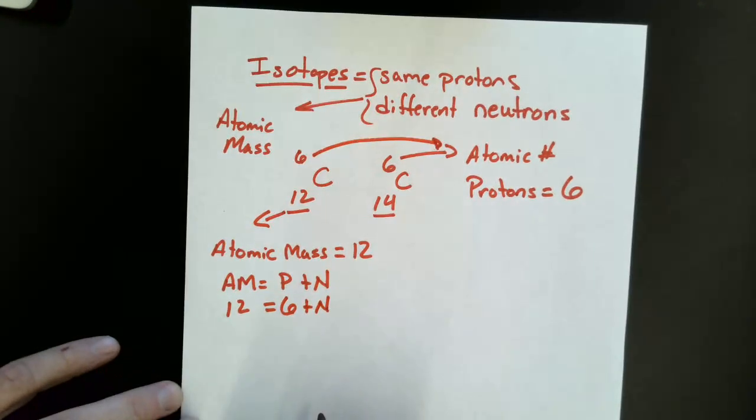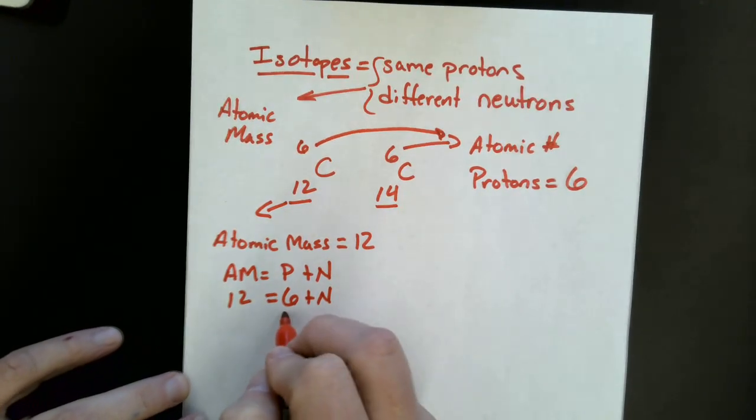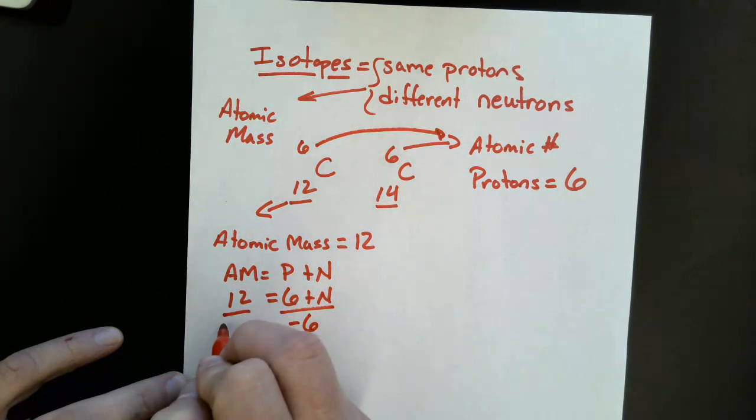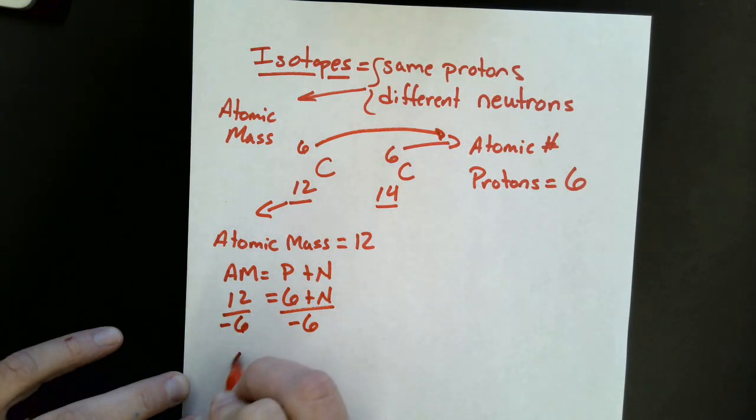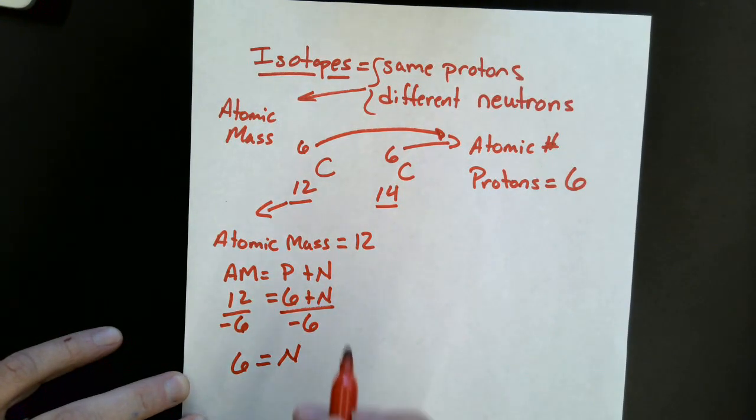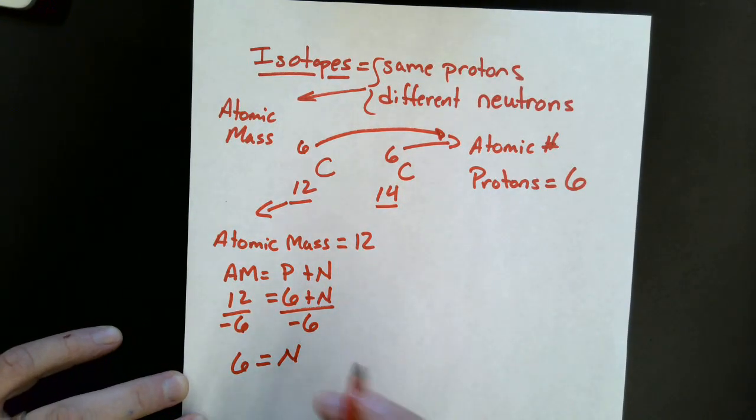Now all we need to do is solve for the number of neutrons. And you guys know how to do that. Simple math. And then if you get over here, you should have 6 neutrons. Nothing special about it. Again, just identifying how many protons, neutrons, and electrons are inside of these atoms.